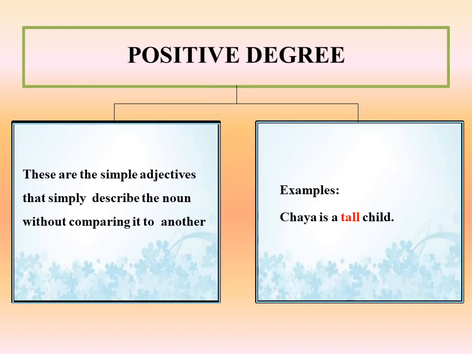Positive means what? Something we say in a positive way, not in a negative way. In the same way, positive degree means these are simple adjectives that simply describe the noun without comparing it to another. So there is no comparing when we say a sentence. There won't be any comparison. For example, Chaya is a tall girl. Who is Chaya? She is a tall child.